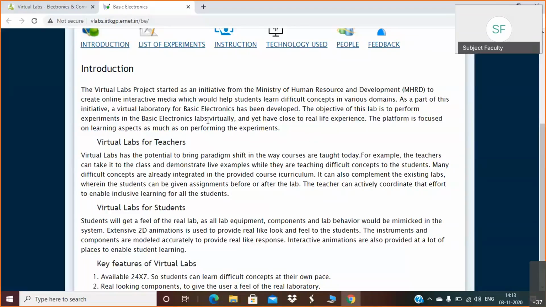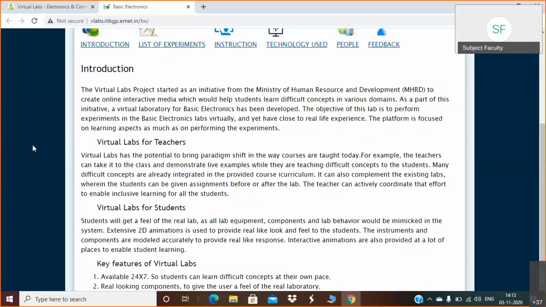So the basic electronics labs virtually have close to real life experience. This is very important, that you should get the real life experience also. As far as electronics is concerned, we know that whatever practicals or experiments we perform, in real life you have to mount the components and take the readings. Same on this particular platform, main emphasis is given on the real life experience.